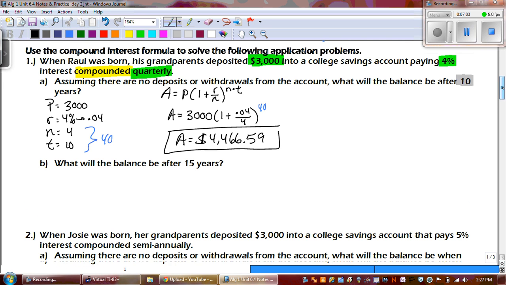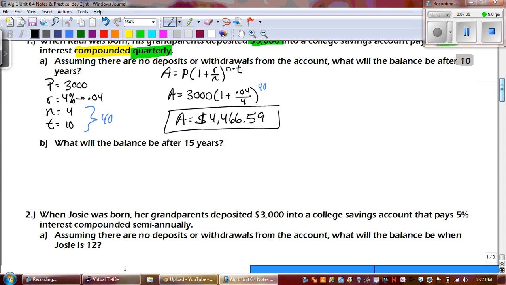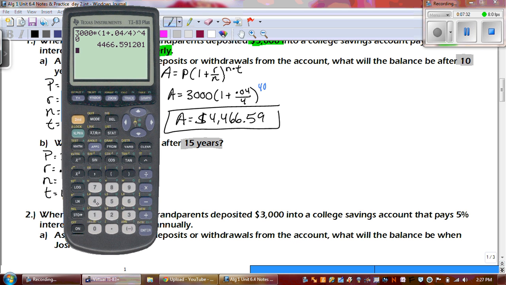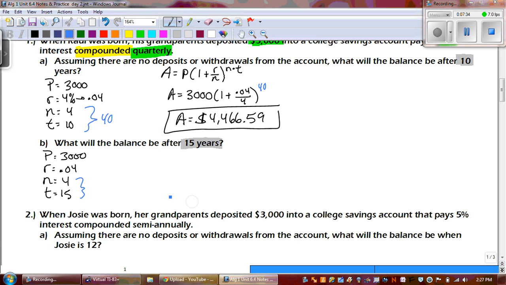Okay, now looking at the next question, part B says, what will the balance be after 15 years? Okay, so the principal stayed the same. The rate is still 0.04. It's still compounded quarterly, but the only thing changing is the time. You might say, well, that doesn't make a big difference. Well, yeah, it does, because we have to do 4 times 15, and 4 times 15 is 60. So it's being compounded 20 times more than the previous amount.